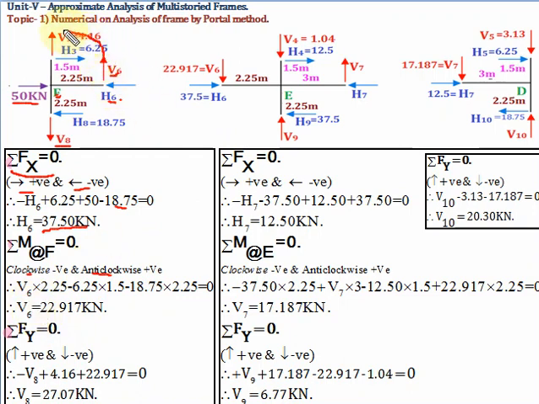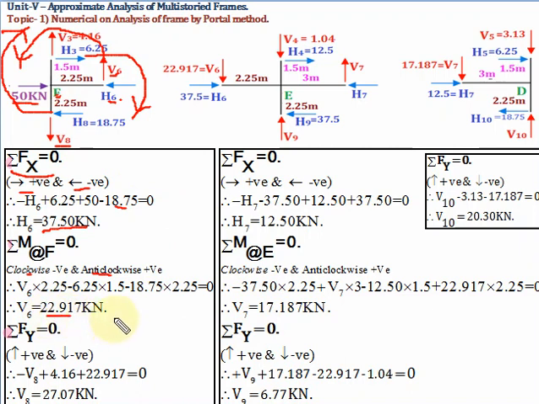Now V6 is acting in the anti-clockwise direction. So V6 multiplied by 2.25, the distance. Next force is 6.25, which is acting clockwise. So minus, what is the distance? 1.5. 6.25 into 1.5. Then minus 18.75, acting clockwise. So minus 18.75 into 2.25 equal to 0. So we'll get the value of V6 as 22.91.